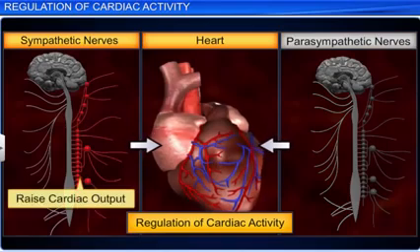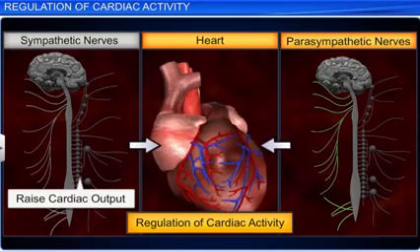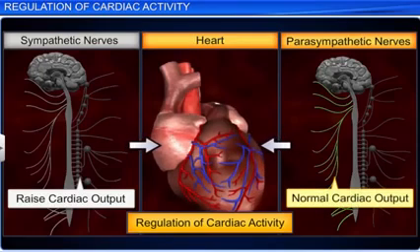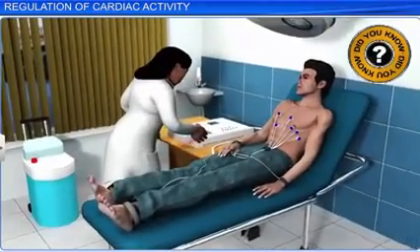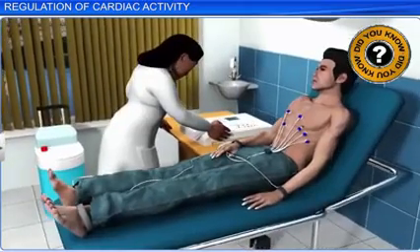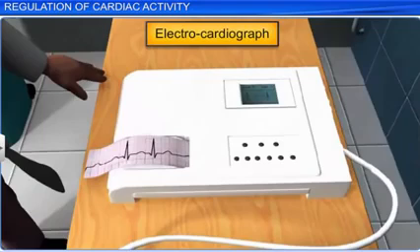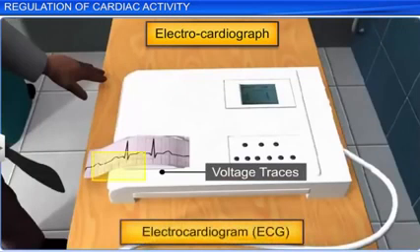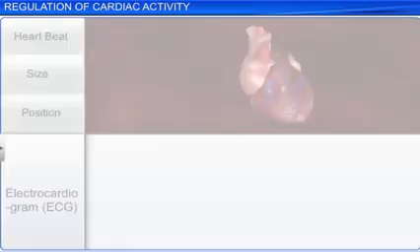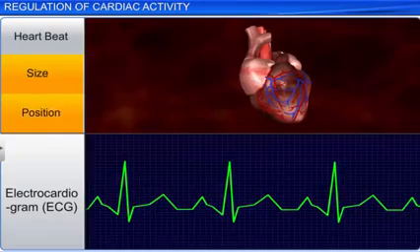While sympathetic nerves increase cardiac output, parasympathetic nerves act antagonistically to decrease cardiac output and bring it back to normal. Did you know that cardiac output can be measured using an instrument? The instrument used is called an electrocardiograph, which records the electrical activity of the heart as voltage traces. This recording is called an electrocardiogram or ECG. It provides information on the rate of heartbeat and the size and position of the chambers of the heart.